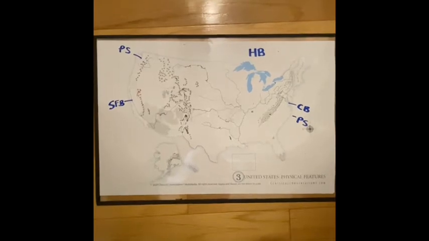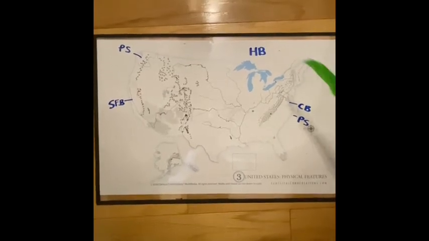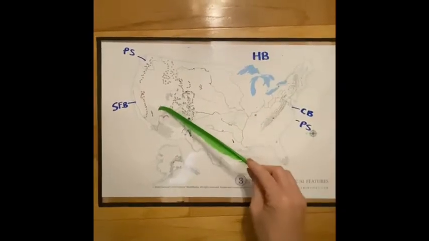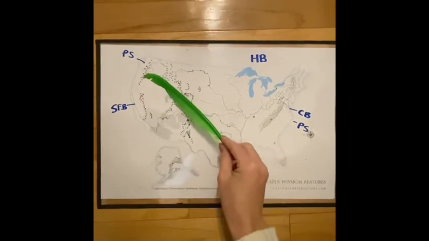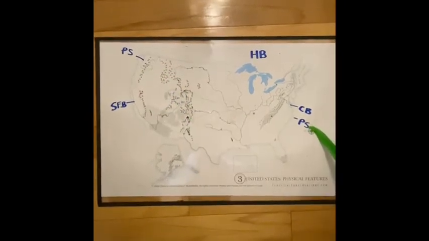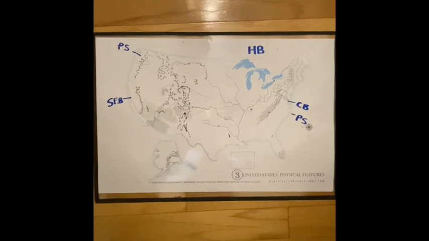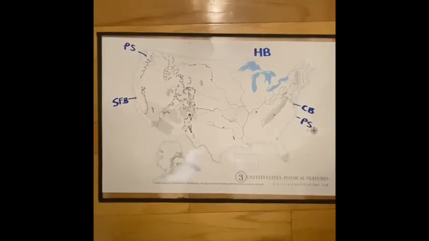One more time. Chesapeake Bay, Hudson Bay, San Francisco Bay, Puget Sound, Pamlico Sound. These are the bays in the United States.